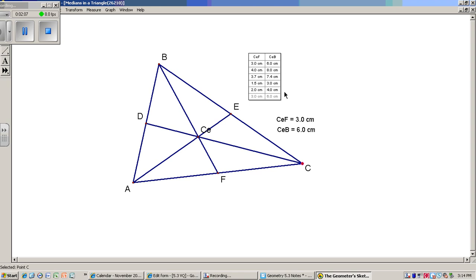You're also asked to make a table of values as you're going through this. And in our table of values, some of these values are, like we have here, that CEF is 3 when CEB is 6, CEF is 4 when CEB is 8, CEF is 1.5 when CEB is 3, and so on. So from this, we're noticing a pattern, and that pattern is that CEF is going to be half as long as BCE. In other words, this centroid is going to be a certain distance from the midpoint, and that distance is always going to be doubled when you measure the distance from the centroid to the vertex.